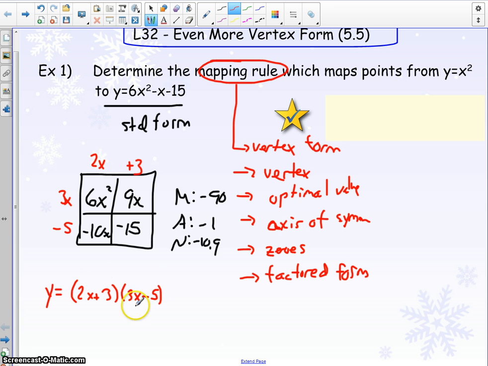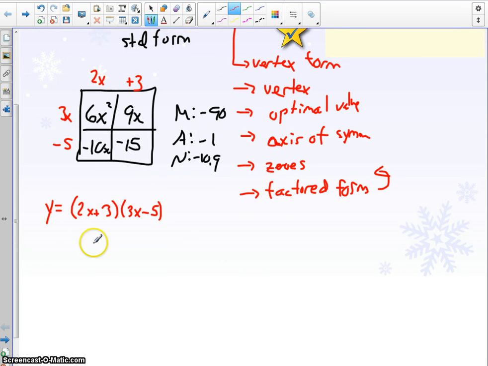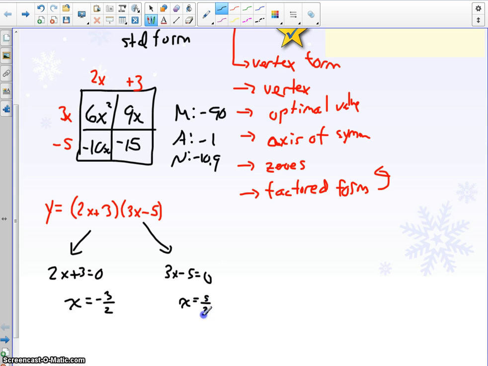Now that I have my factored form, let's see what comes next. Factored form helps me get the zeros. It was a couple units ago, but hopefully you remember how to get the zeros from factored form. We take each of our factors, set them equal to 0, and solve for x. So 2x plus 3 equals 0, and 3x minus 5 equals 0. Solving for x, I get x equals negative 3 halves, and x equals 5 thirds. So I've got my two zeros.